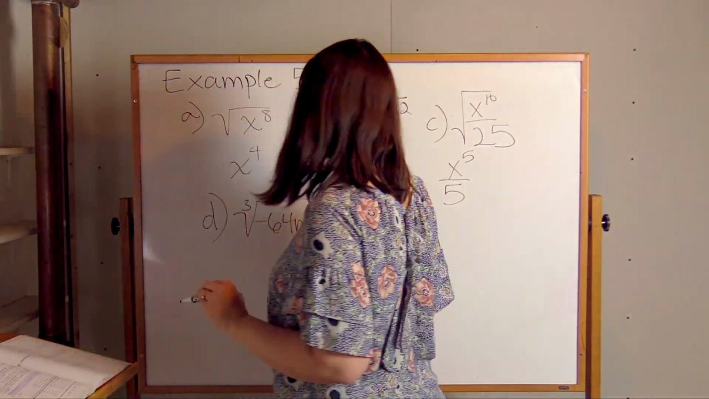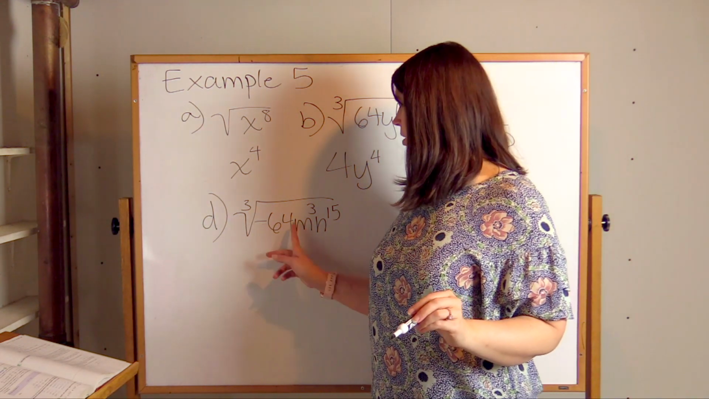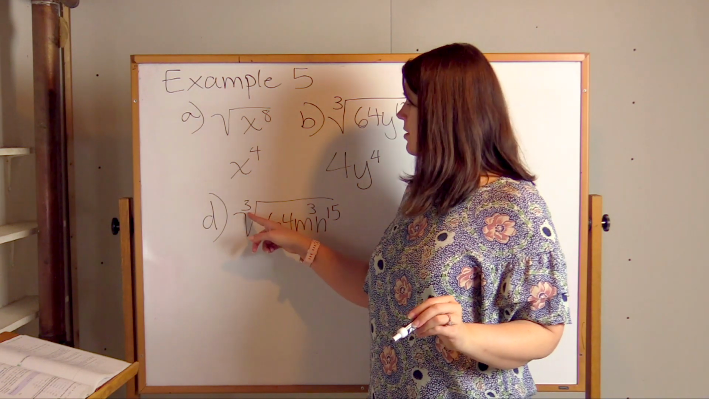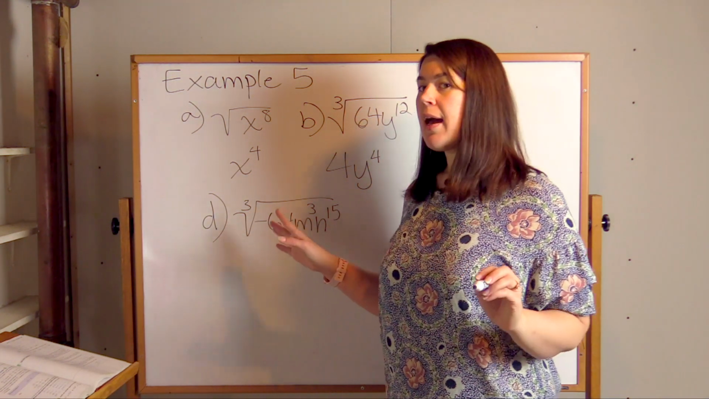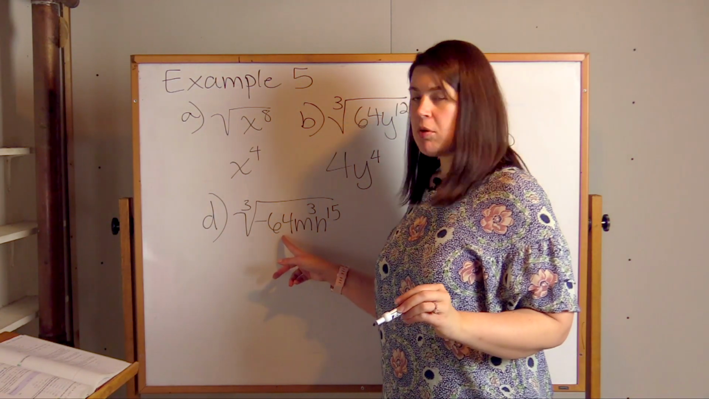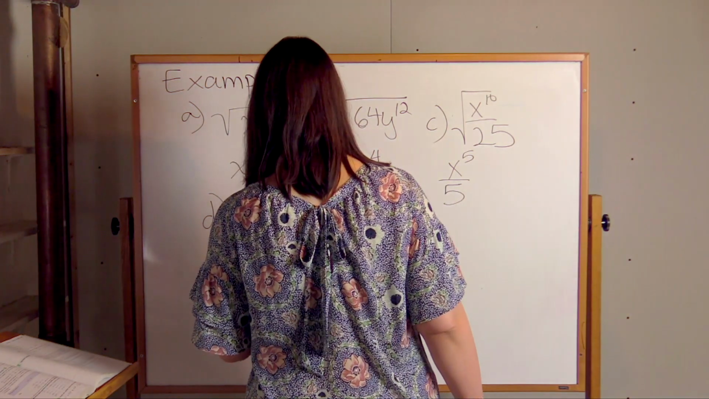Okay, start with your coefficient. So this negative sign might be here, but it doesn't affect my variables. It only affects the coefficient. So this is an odd number, which means I can have a negative number under the radical. So the cubic root of negative 64 is going to be negative 4.